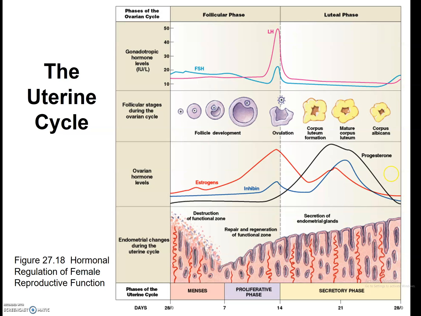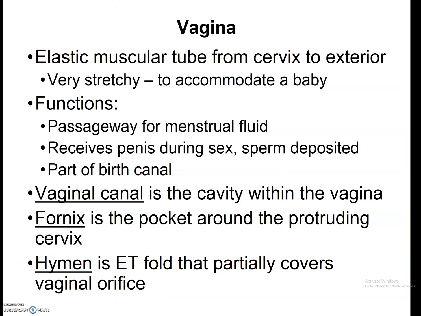Here's the ovarian hormone cycle, and then you can see what happens with the endometrial changes. So during menses right here, you see the destruction and shedding of the functional zone. During the proliferative phase, preceding ovulation, you'll see the repair and regeneration of the functional zone. And then you'll see the secretion of endometrial glands into the uterus. So you'll see the secretion of different compounds, different hormones during the secondary phase.